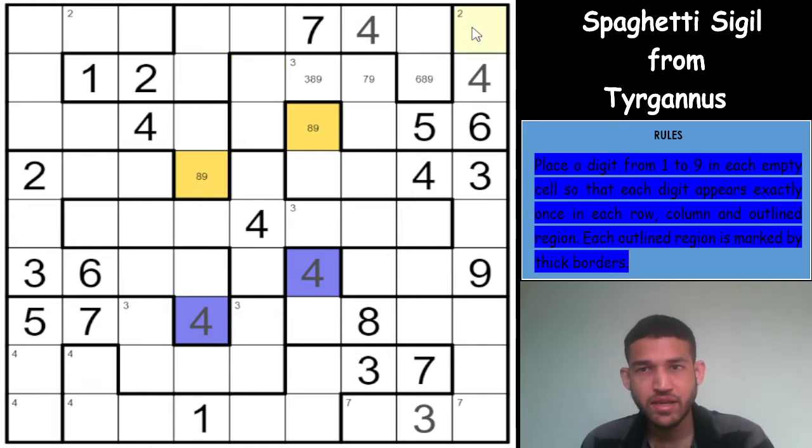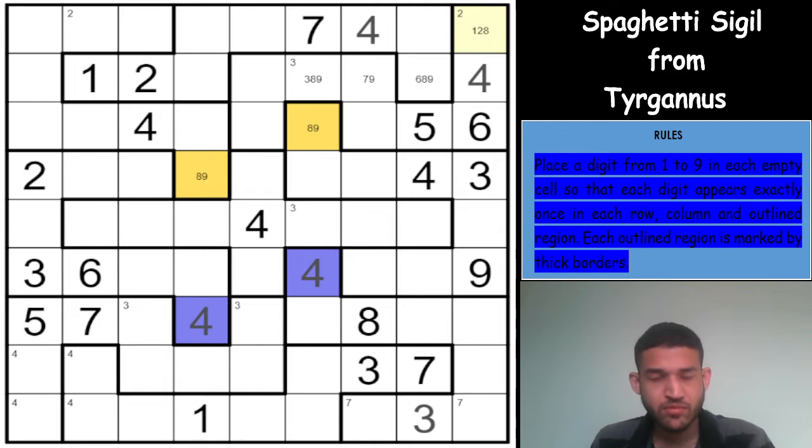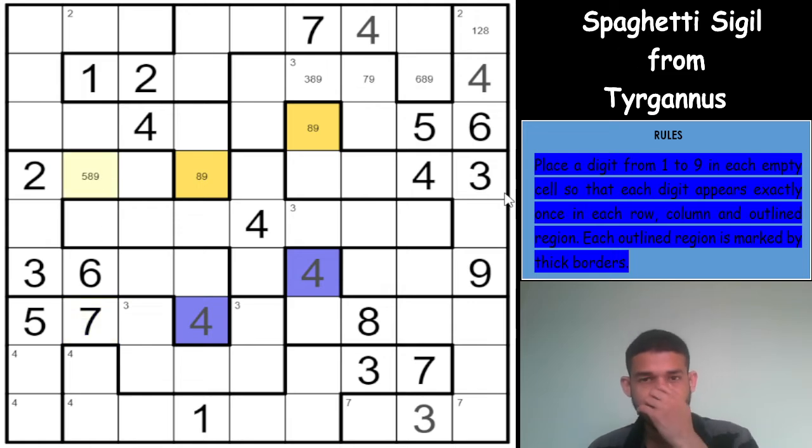And look at this cell. 4, 5, 6, 3, 7, 9 are eliminated. So this is 1, 2 and 8. Okay, I'm looking at this region. 2, 3, 4 and 6 are inside the region. So we need 1, 5, 7, 8, 9. 1 and 7 cannot be here. So this is 5, 8 and 9.